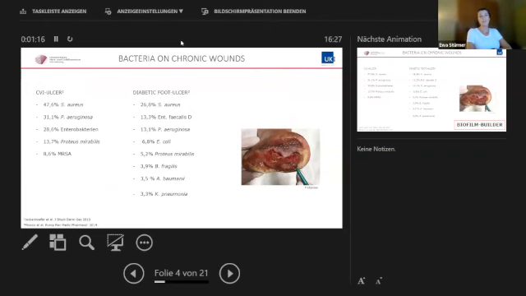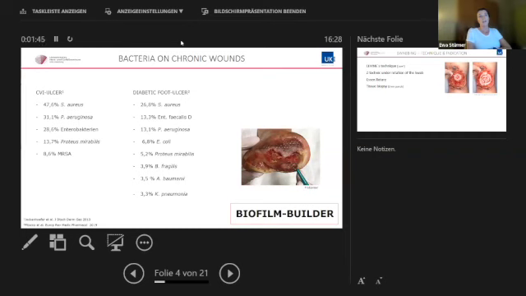I show you the results of two studies. One on the left-hand side was done in Germany, referring to CVI ulcers, and the other one was done in the south of Italy. And what you become aware of is that our main enemies, the first three bacterial species you see, are quite the same. I think it's very interesting that in Europe we have the same enemies on the wound we have to get rid of, so making our wounds heal. These bacteria are also biofilm builders, but I will refer to this later on.